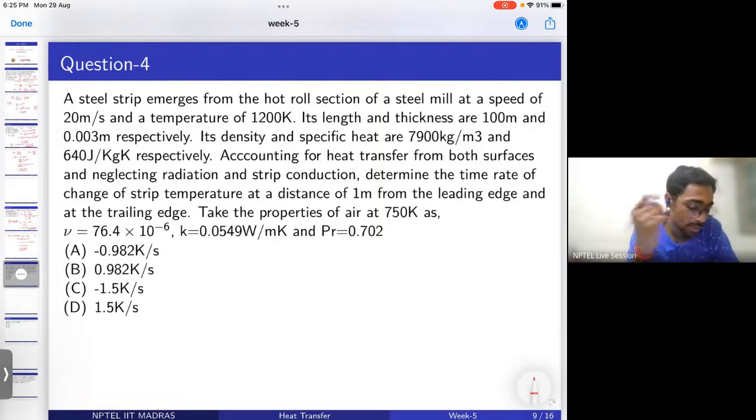A steel strip emerges from a hot rolled section of a steel mill at a speed of 20 meters per second, and the temperature of this steel strip is 1200 Kelvin.